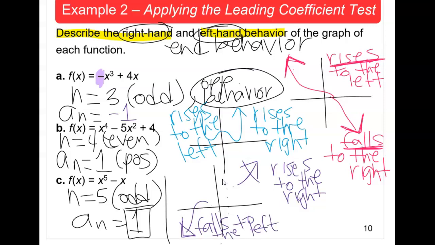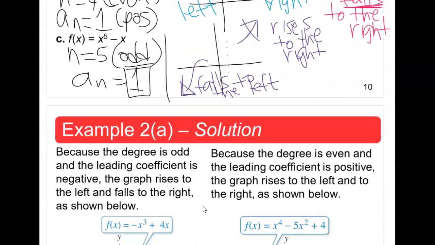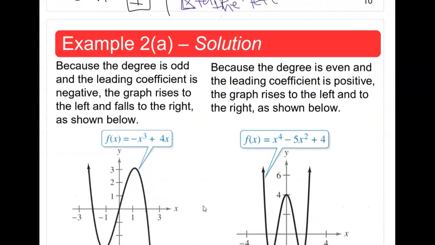Okay, and that's it for the leading coefficient test. It's pretty easy. These are easy questions on the homework, and so I hope that you guys really get to it.